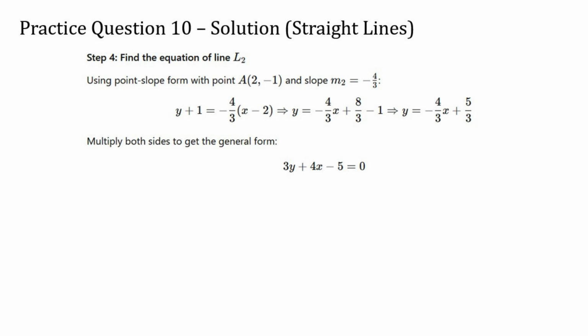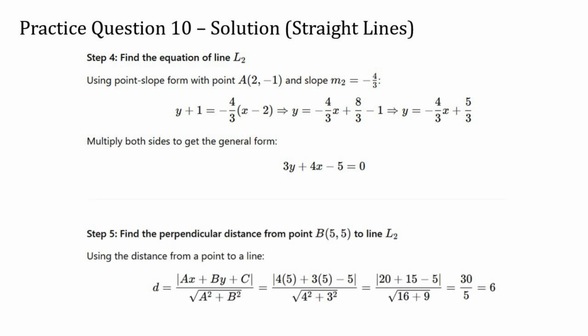With this equation, we now use the point-to-line distance formula. It involves taking the absolute value of the linear expression evaluated at point B divided by the square root of the sum of the squares of the coefficients of x and y. After evaluating the expression with point B, we find that the perpendicular distance is 6.